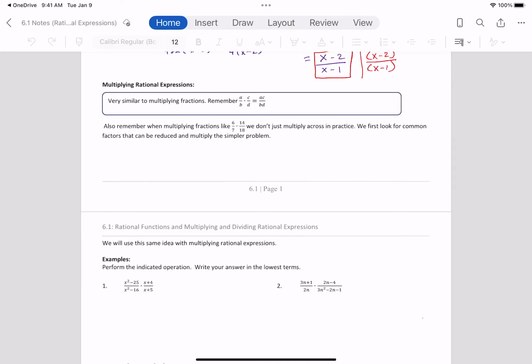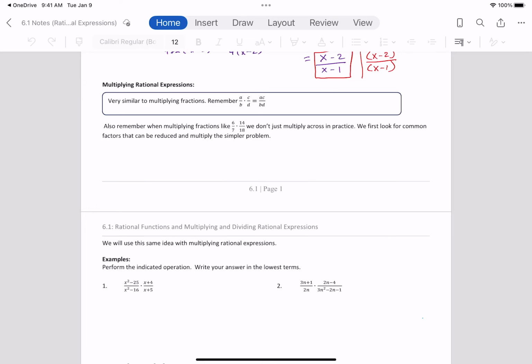Okay, the next thing we're going to look at is multiplying rational expressions. And this process is going to be very similar to what we did when we just multiplied fractions. So remember from before, if we have a fraction a over b times c over d, we just multiply across the numerators and get a times c over b times d.